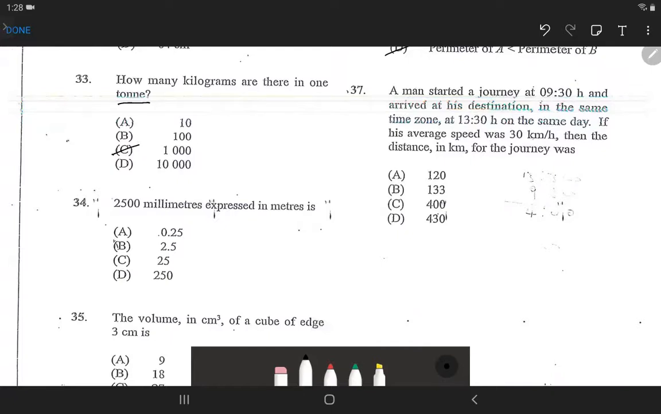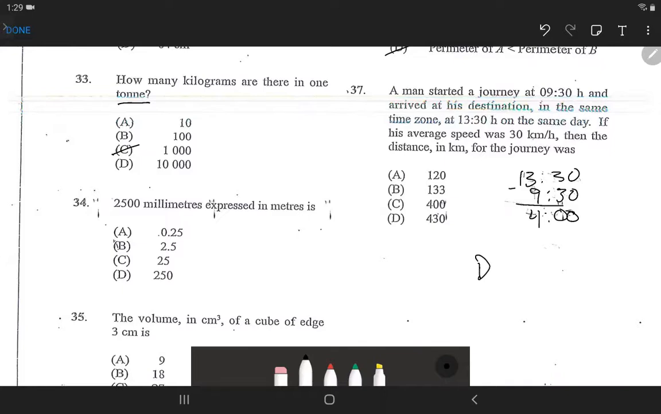A man started a journey at 9:30 and arrived at his destination in the same time zone at 13:30 on the same day. If his average speed was 30 kilometers per hour, then the distance in kilometers is how much? Well, the time he took from 9:30 to 13:30, we could figure that out. 13:30 subtract 9:30 is 4 hours.